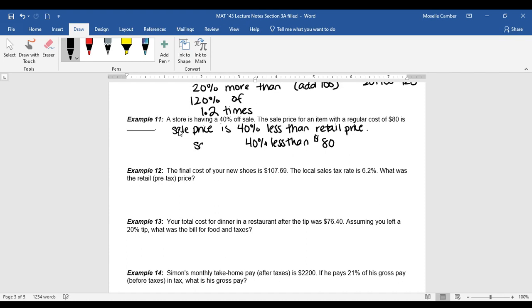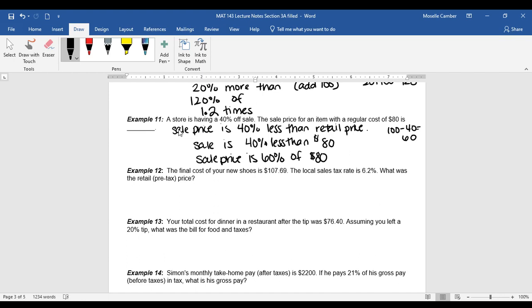And we don't know the sale price. Okay, so the sale price is 40% less than the $80. So less than, because it is going down, we need to subtract it from 100. So 100 minus 40 is going to be 60. So the sale price is going to be 60% of $80.